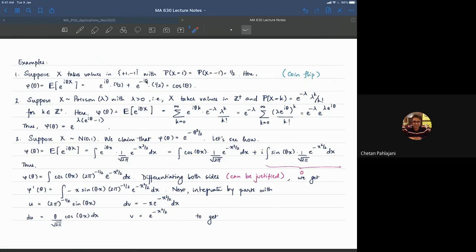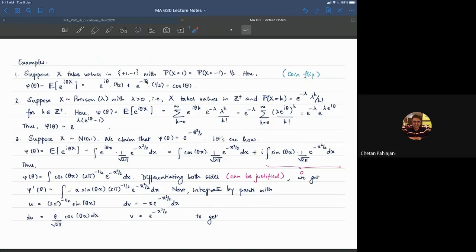Now, if I have to take derivatives, I should justify that I can actually differentiate under the integral sign. But you can; I'm not going to justify it. So differentiating both sides, this can be justified, you get phi prime of theta is the integral of minus x sine theta x times 2 pi to the minus 1/2 e to the minus x squared over 2 dx. Remember that on the right side, we have differentiated with respect to theta, not x. So the derivative is minus sine theta x times x.